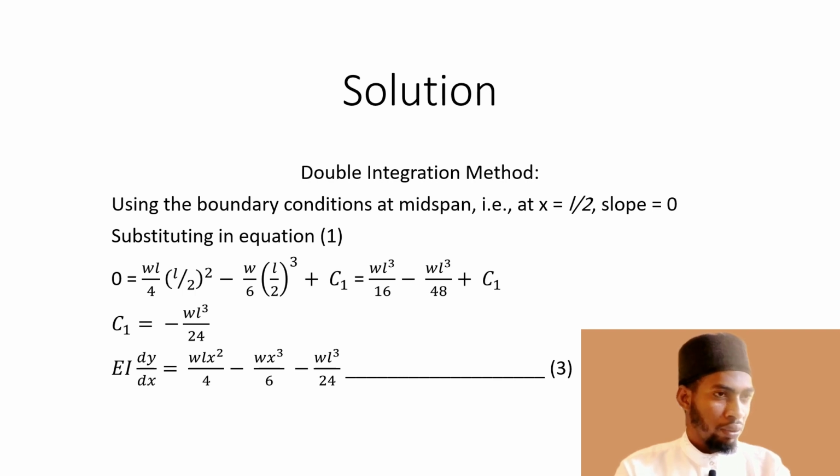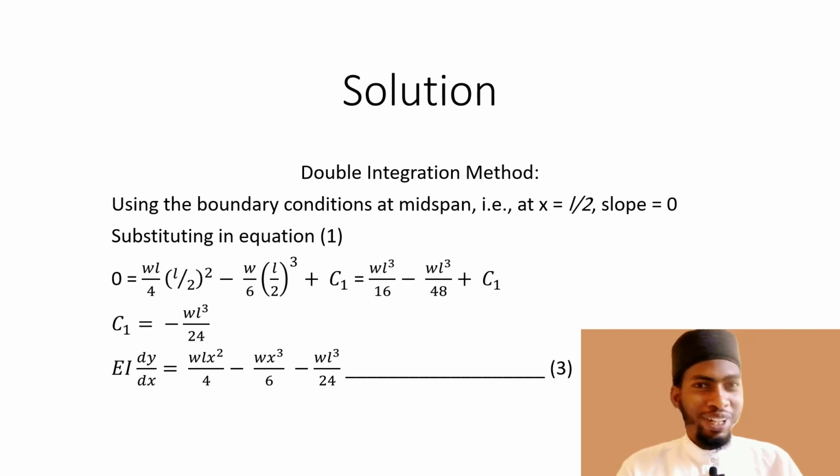Okay, plus C1. You know, we don't have C2 in this equation, right? So I can go back to the previous page, but I believe you can remember the equation says we have C1 without C2 there. Okay, so that's the first equation. So after substituting everything, I have WL cube over 16 minus WL cube over 48.